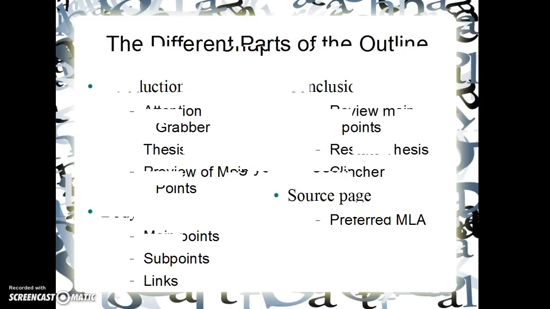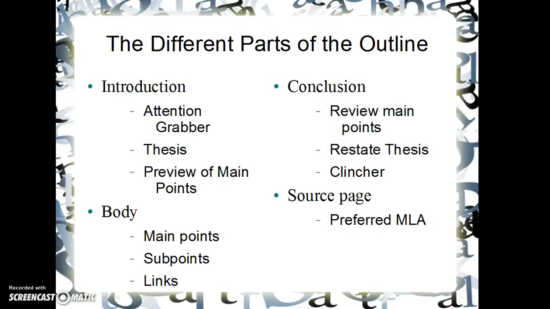So the very first thing the chapter talks about is that there are 4 parts to the outline. You have your introduction, which has your attention grabber, your thesis or central idea, those terms are interchangeable, and the preview of your main points. We'll be going into more details with how the introduction works in another chapter.